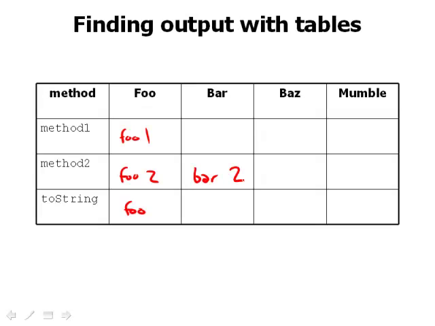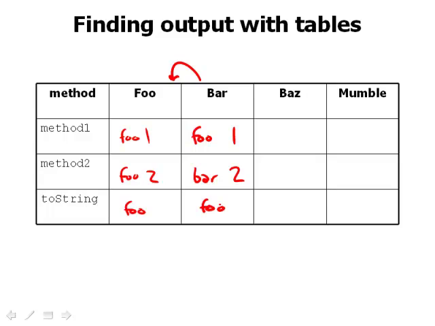Bar2. And otherwise, it extends from foo. And so all the other methods are still there, but it inherits their behavior. So we can just go ahead and copy those over from the foo column of the table. So foo1 is the output of the method 1 here, and foo is the output of toString here.